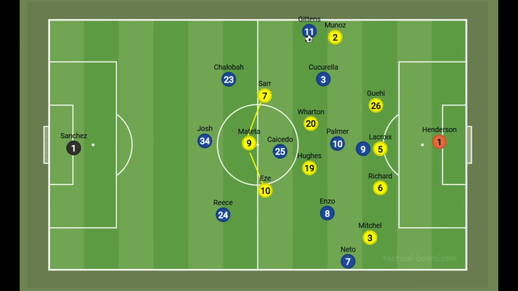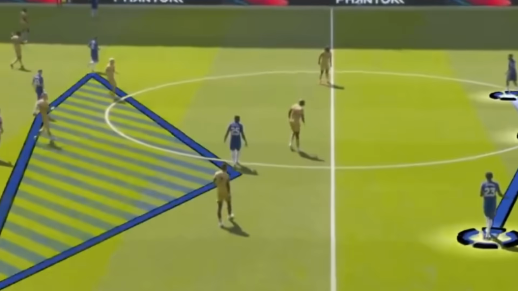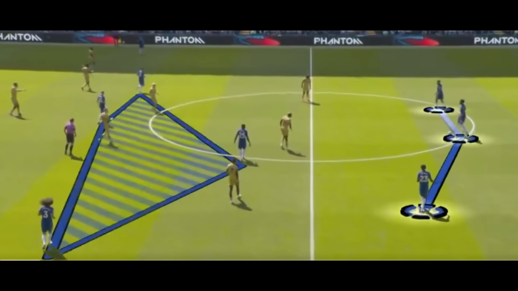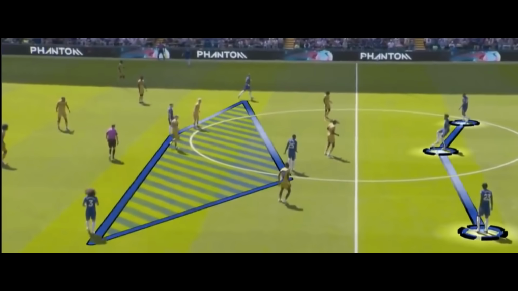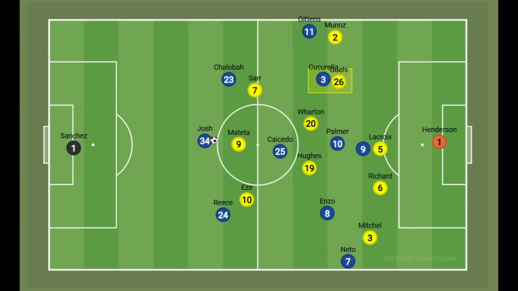Now, Palace decided to maintain a hexagonal 5-man attack that clogged Chelsea's midfield and prevented Chelsea from progressing the ball through the middle. The front three were aggressive whenever Chelsea's centre backs looked to play into Crystal Palace's half. Look at this structure. Look at Josh. Josh decides to step with the ball so that he can draw Mateta in from his position.